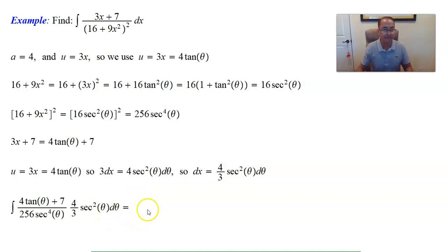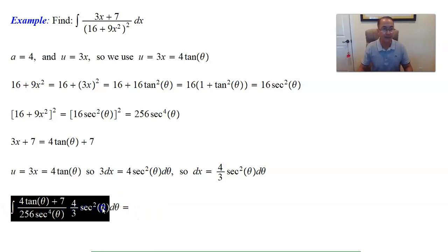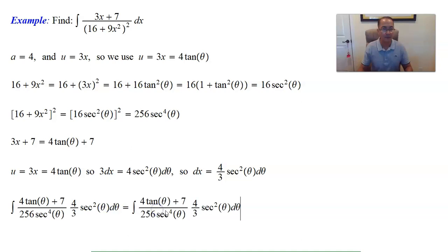Simplify. Okay, so I see a 4, and we got 256. 256 divided by 4 is 64. Secant squared, ooh, there's a secant squared here also, so that goes away. And that's just secant squared.